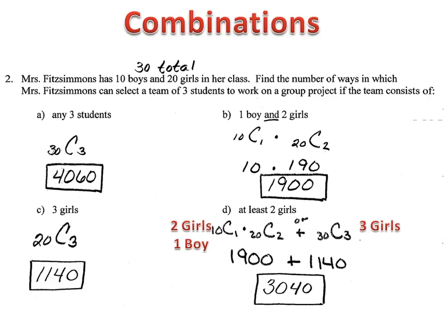We do the math. We take 10C1 times 20C2. That's the group of 2 girls and 1 boy. That's 1,900. Or she could choose 3 from her 20 girls. That gives her 1,140. We add those together, and there's 3,040 different groups she could make that have at least 2 girls.